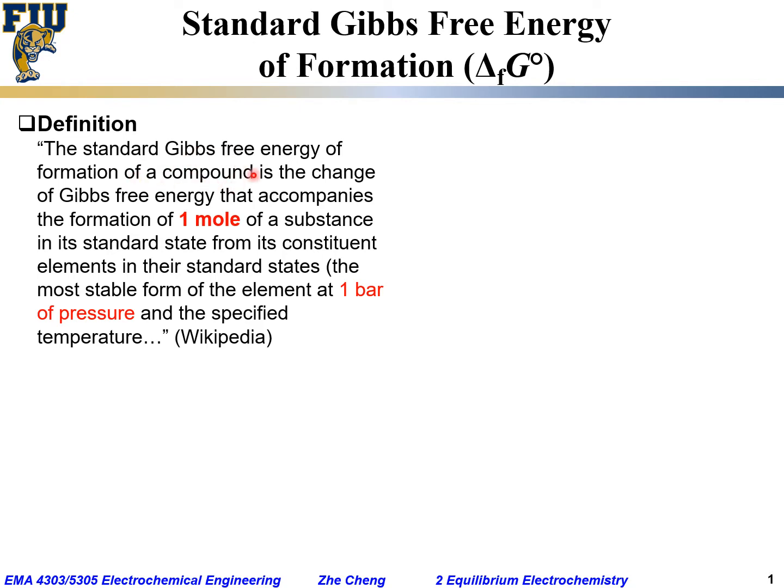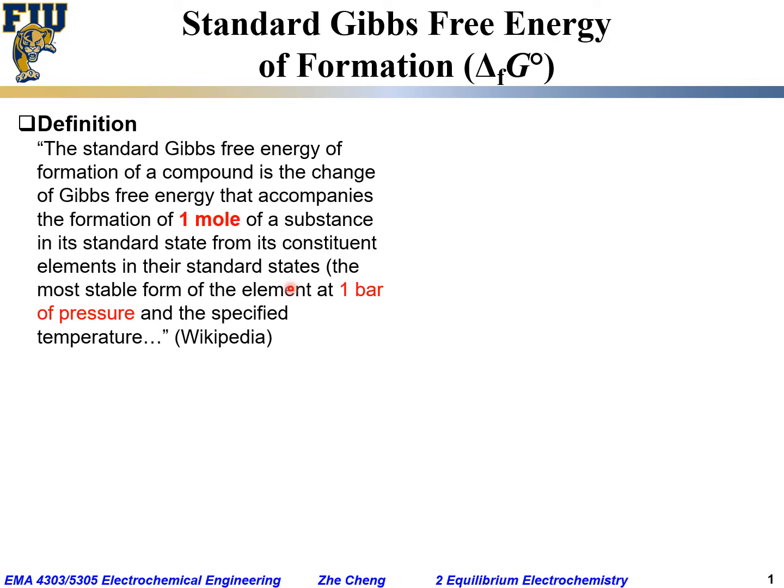Okay, the definition, which hopefully you learned in thermodynamics, is: the standard Gibbs free energy of formation for a compound is the change of Gibbs free energy that accompanies the formation of 1 mole of that compound in its standard state from the constituent pure elements in their standard state. Standard state for a pure element typically means the most stable form of an element. For example, carbon takes the form of graphite, and oxygen takes the form of oxygen gas.